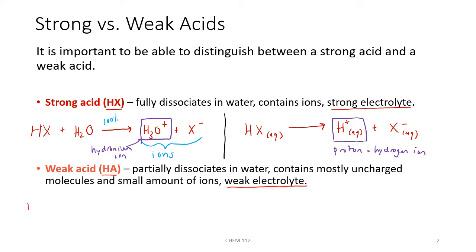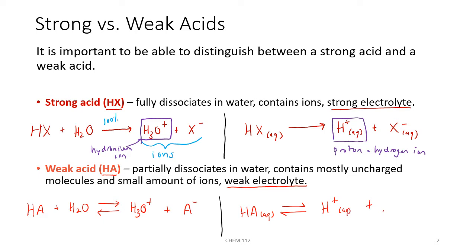So if we were to write HA, or weak acid, plus H2O, we would now use equilibrium arrows to represent the ionization of this weak acid. The proton of the weak acid would be donated to the water, and we'd form H3O plus, and we'd be left with the anion from that acid, or A minus. So if we were going to write this as our shorthand notation, we would say HA, aqueous, breaks up into the hydrogen ion plus A minus, both of those ions being aqueous.